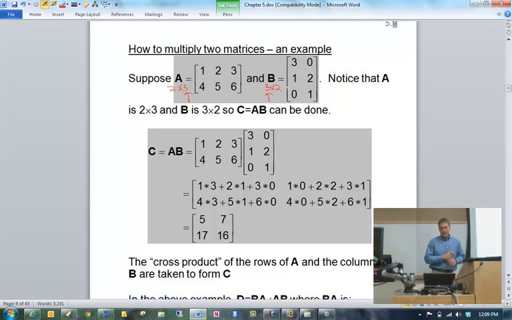Here's why. What we're going to do to find our new matrix that we get from multiplication is take the first row of A and simply multiply it by the first column in B. Element by element multiplication. And then we're going to simply sum the elements together. So I'm going to take 1 times 3 plus 2 times 1 plus 3 times 0. Add them up, I get 5. And that becomes the first entry of my new matrix C, the result from A times B.